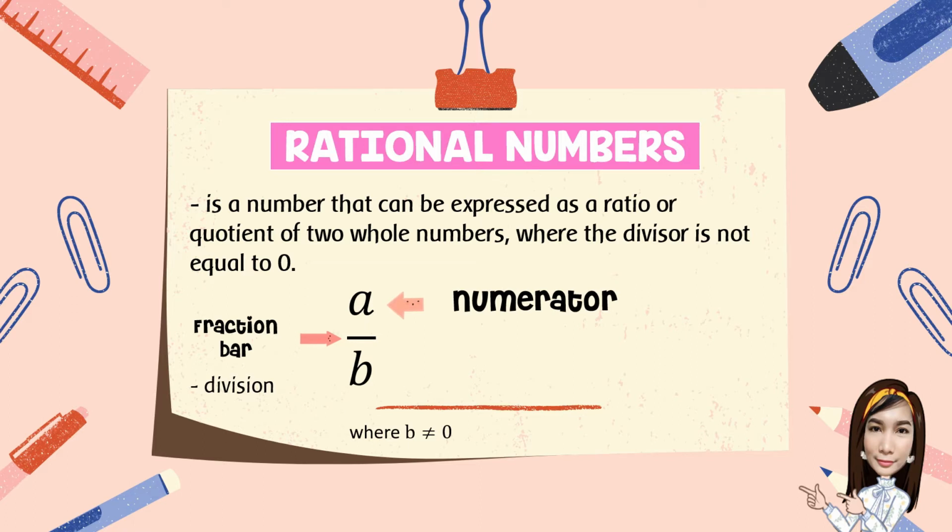A is the numerator, that is the number on the top of the fraction or above the dividing line or fraction bar. B is the denominator, which is the number on the bottom of the fraction or below the fraction bar.